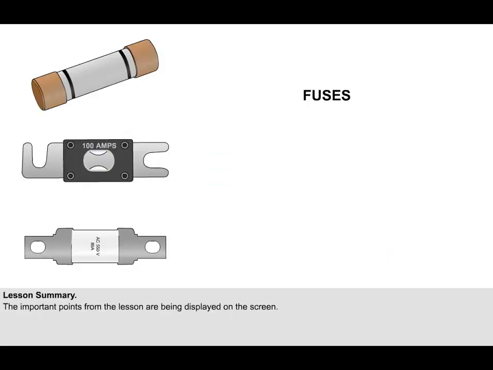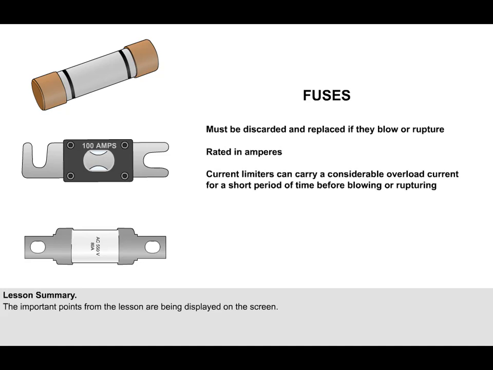That is the end of the lesson. You should remember the following key points. Fuses cannot be reset and must be discarded and replaced if they blow or rupture. Fuses are rated in amperes. Current limiters are designed in such a way that they can carry a considerable overload current for a short period of time before blowing or rupturing. Dummy fuses are red in colour with corrugated sides. When in use, they should have a red streamer attached.